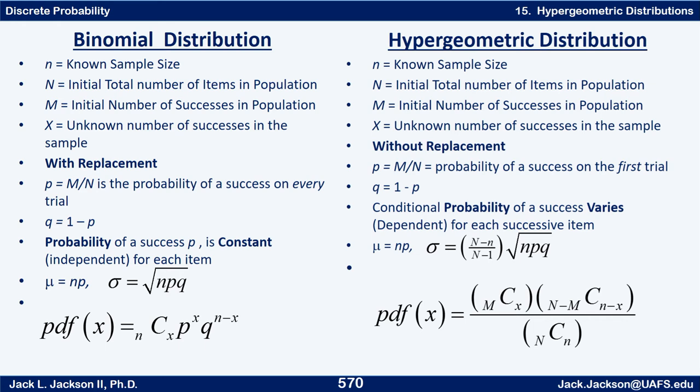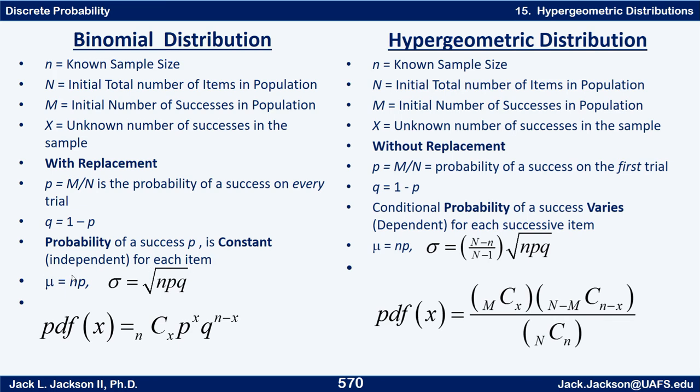You need to know that. Okay? Q equals 1 minus P in either case. So notice once again, in a hypergeometric distribution, the conditional probability of a success varies. It's dependent on each successive item. But in the binomial case, the probability of success is P, which is constant. It's independent for each item.